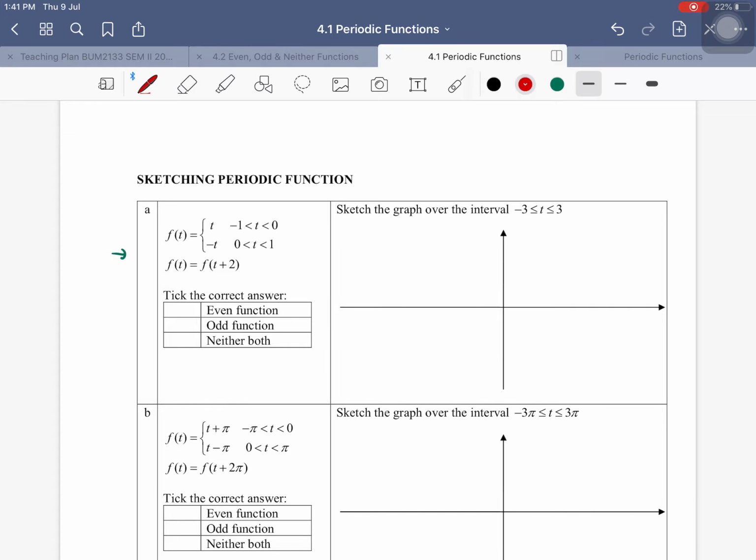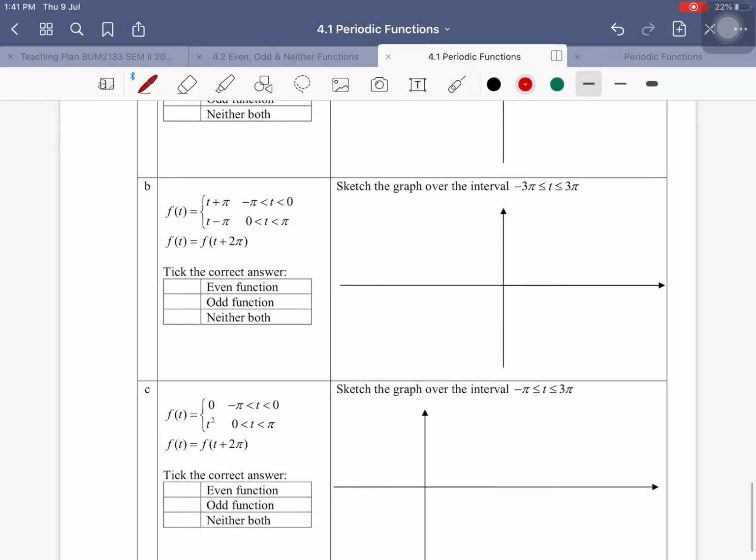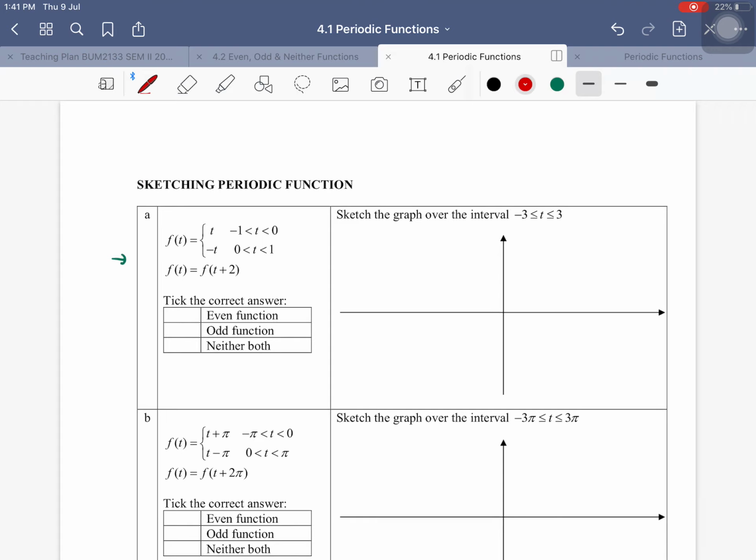Right? So these three examples are all in terms of piecewise functions. As I told you before, that is the most common. So for the first one, I have a function f of t equal to t and negative t. So we're going to sketch this piece by piece according to what we have.